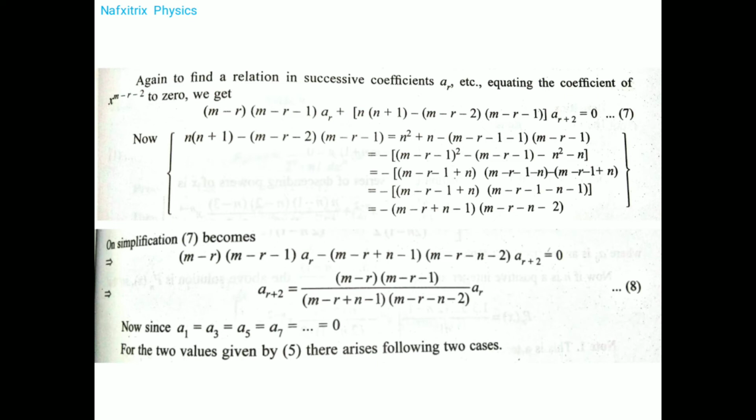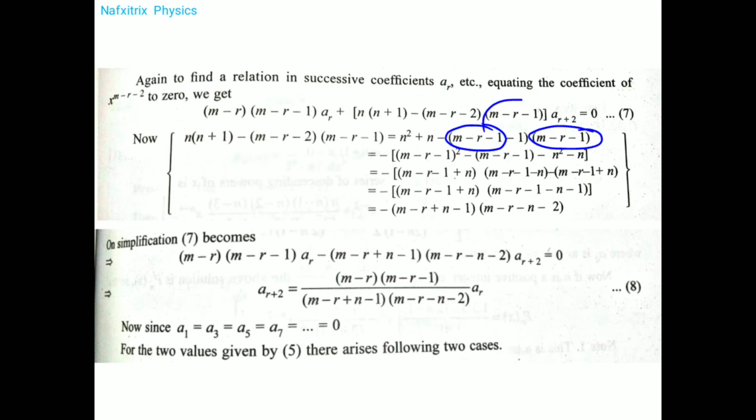So actually here what they have done is they have taken minus as common. Here n square plus n is there. If we take minus as common, it is minus of minus n square minus n, so minus of n square minus n into minus. So this term is written in this form. And next, because here minus is there, that minus has to be taken common. And now m minus r minus 1, m minus r minus 1.